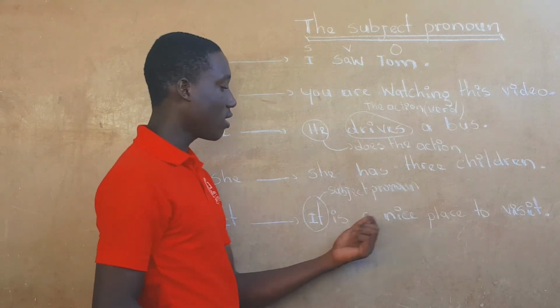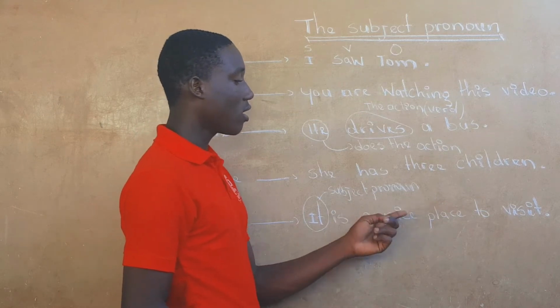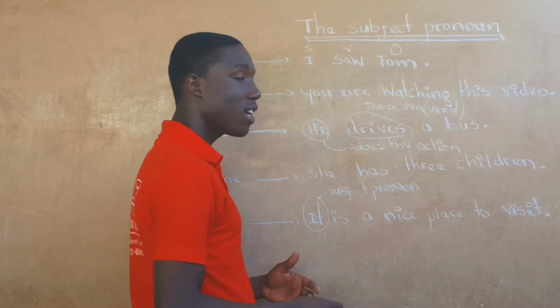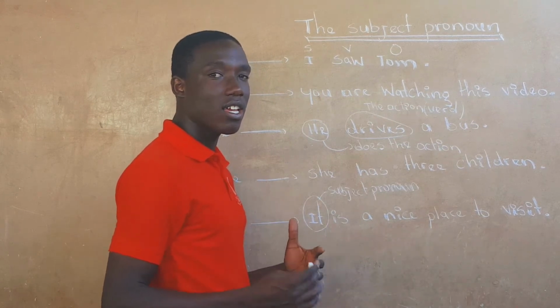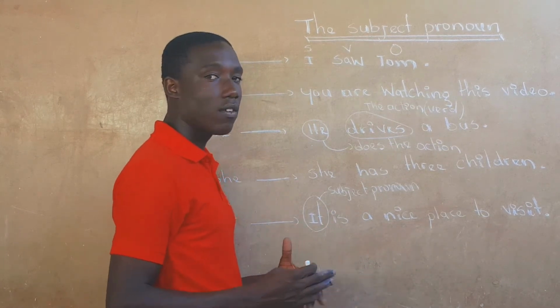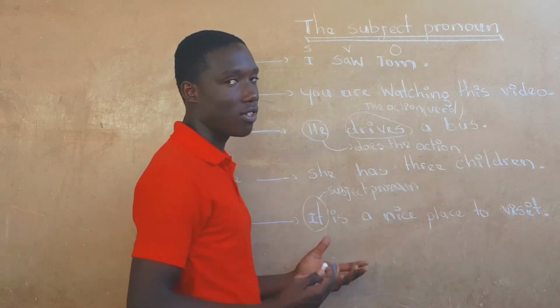And I make a sentence with it. It is a nice place to visit. Or you can say it's a nice place to visit. When you say it's, it is a contracted form. If you don't use the contracted form, you can say it is a nice place to visit.